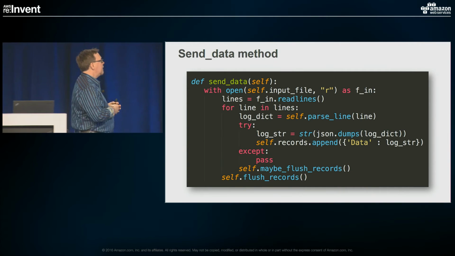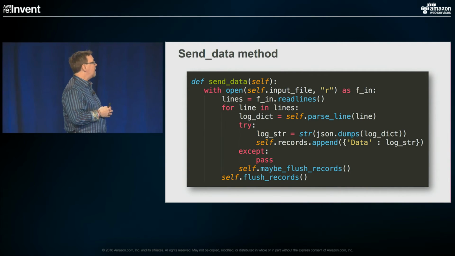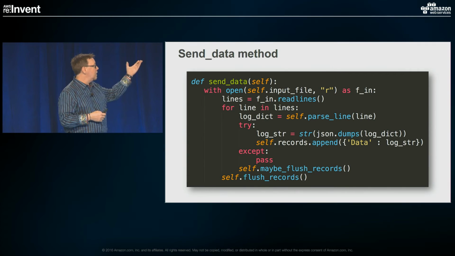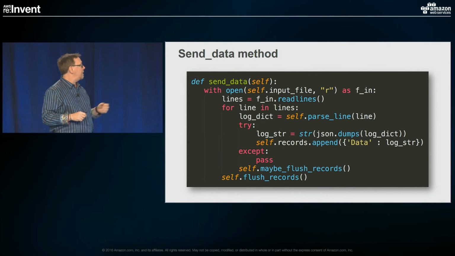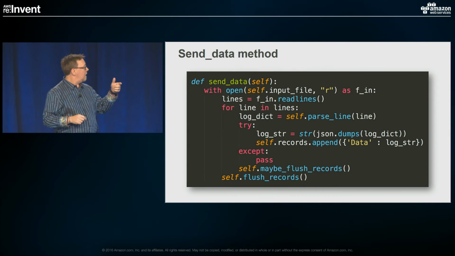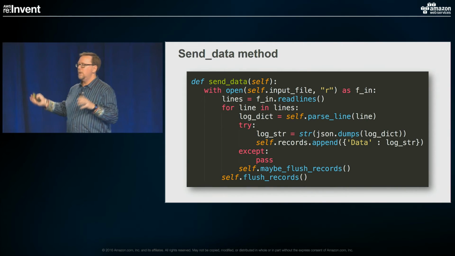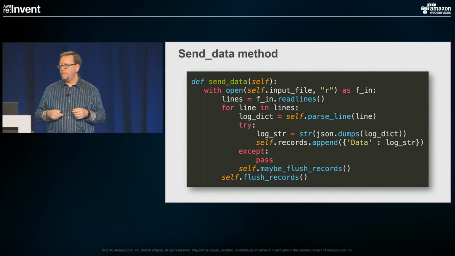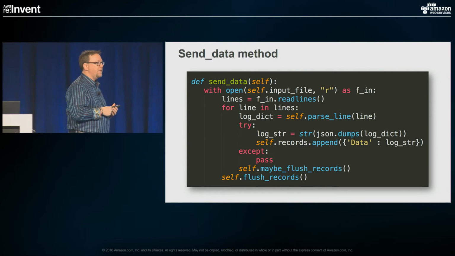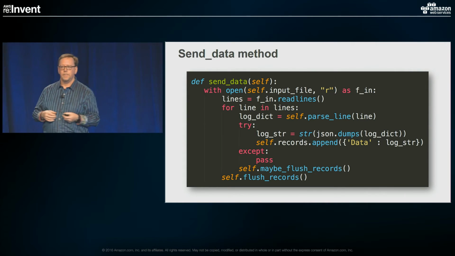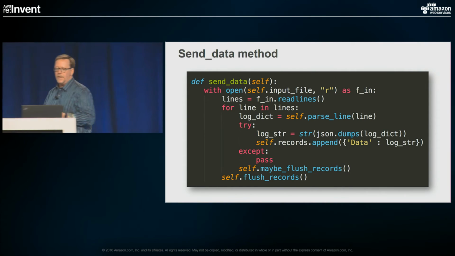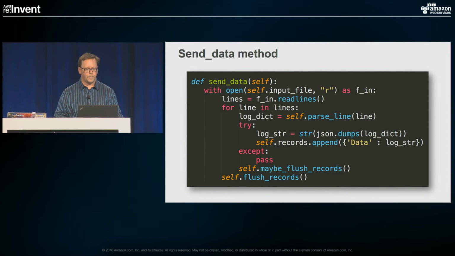Just to give you a quick view of it, this is really all that it does. Opens the file, reads the lines, it parses the line, and then it appends it to a list that I'm maintaining. I can use the Firehose batch put API. I send 500 of these at a time, and that's it. That's all that script does.